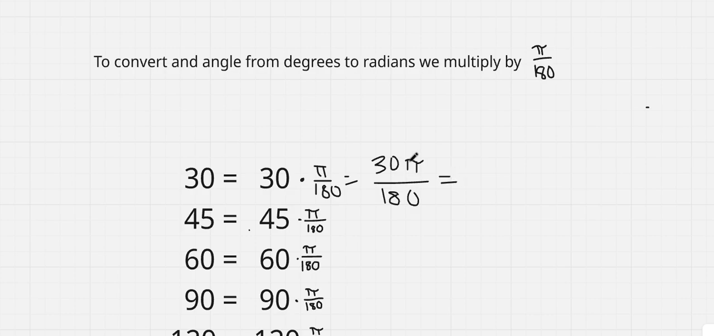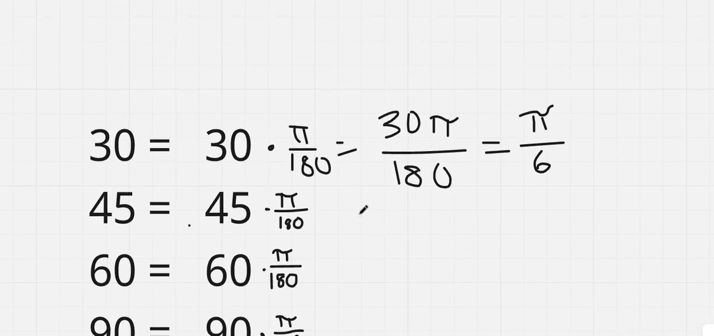30 goes into 30 one time, so that would be just 1 pi at the top. And 30 goes into 180, 3, 6, 9, 12, 15, 18, that's 6 times. So it's like dividing by 3, but it's the same as dividing by 30. So 30, 60, 90, 120, 150, 180. So 30 degrees converted to radians is pi over 6. Let's do the next one.